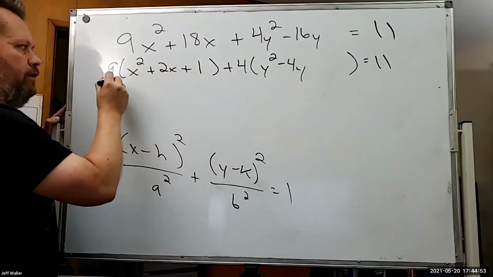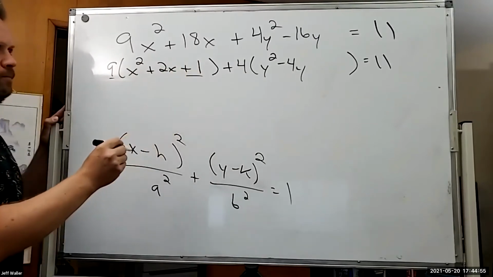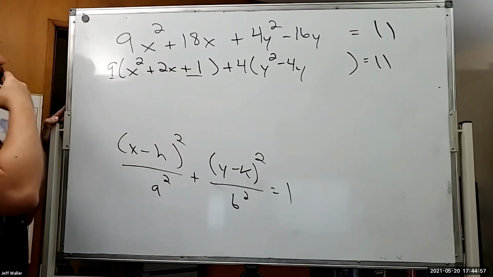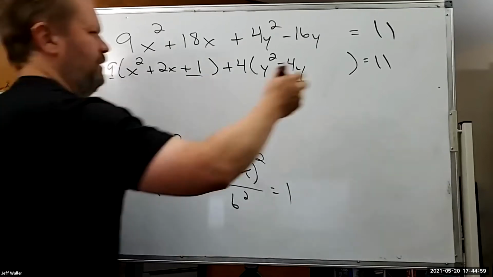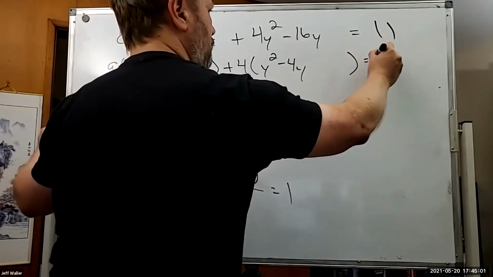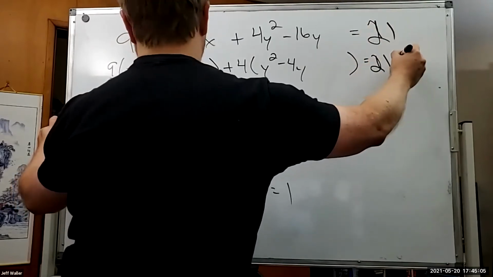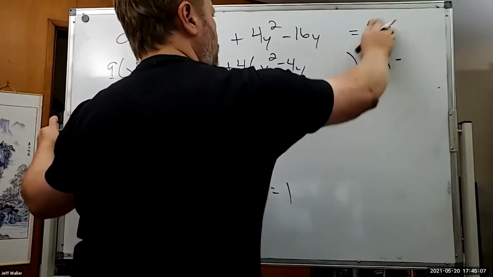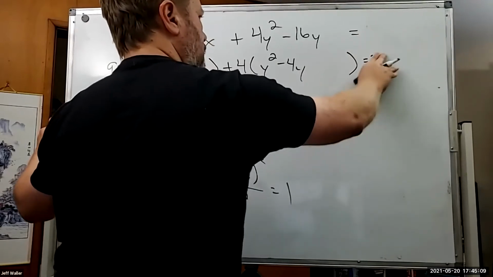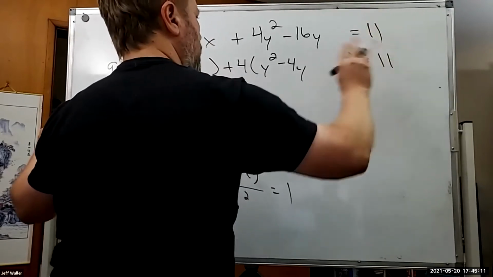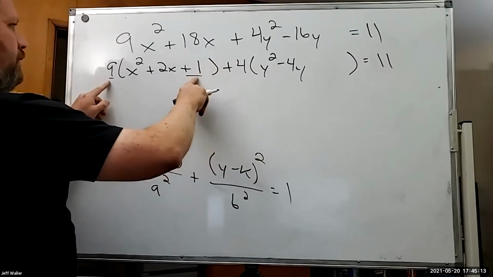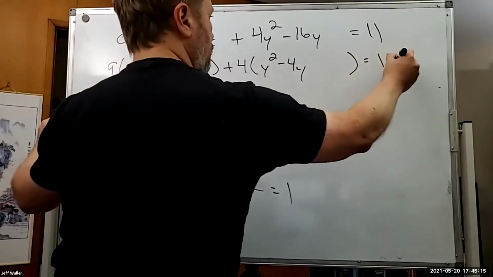So what did I really just add? 9. 9. Oh, Jeff, make this a 21 real quick for me. I didn't think far enough ahead. So let's see. Oh, no, this is fine. Leave it 11. Jeff, you're silly, man. You're tired. Leave it 11. So if this is plus 9 here, I better plus 9 over there.